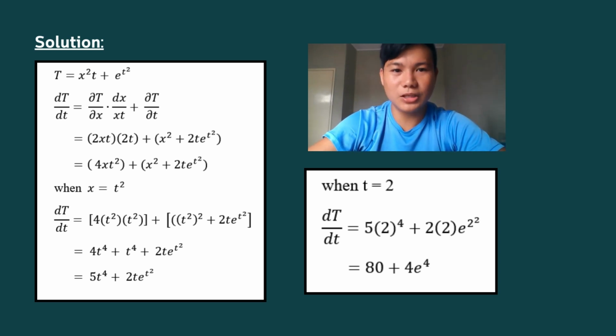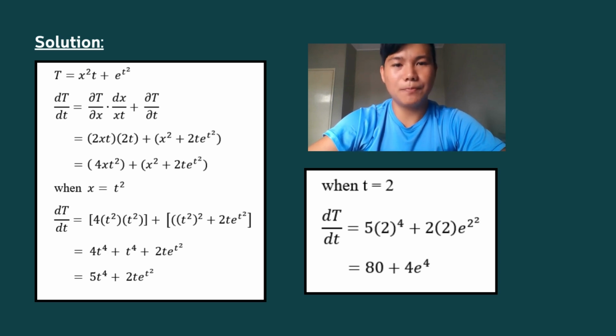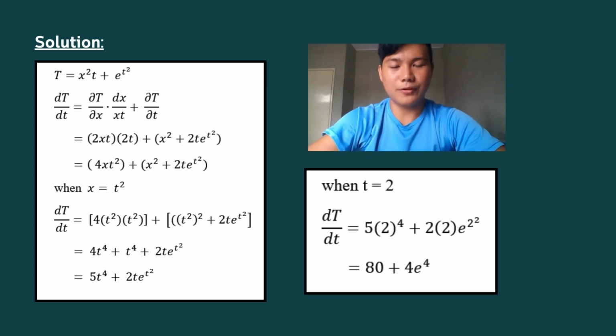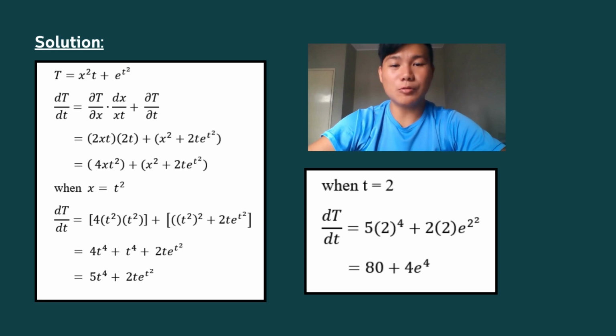So for the first one, we differentiate using the chain rule: dz/dt equals x squared t plus e power t squared. So first we differentiate with the chain rule: 2xt times 2t plus bracket x squared plus 2t e power t squared. So the answer is equal to 4xt squared plus bracket x squared plus 2t e power t squared. So when x equals t squared, then for the final answer we put the t squared into the x, so we get the answer for the differentiation in t is 5t power 4 plus 2t e power t squared. So when t equals 2, the differentiation is equal to 80 plus 4e power 4.